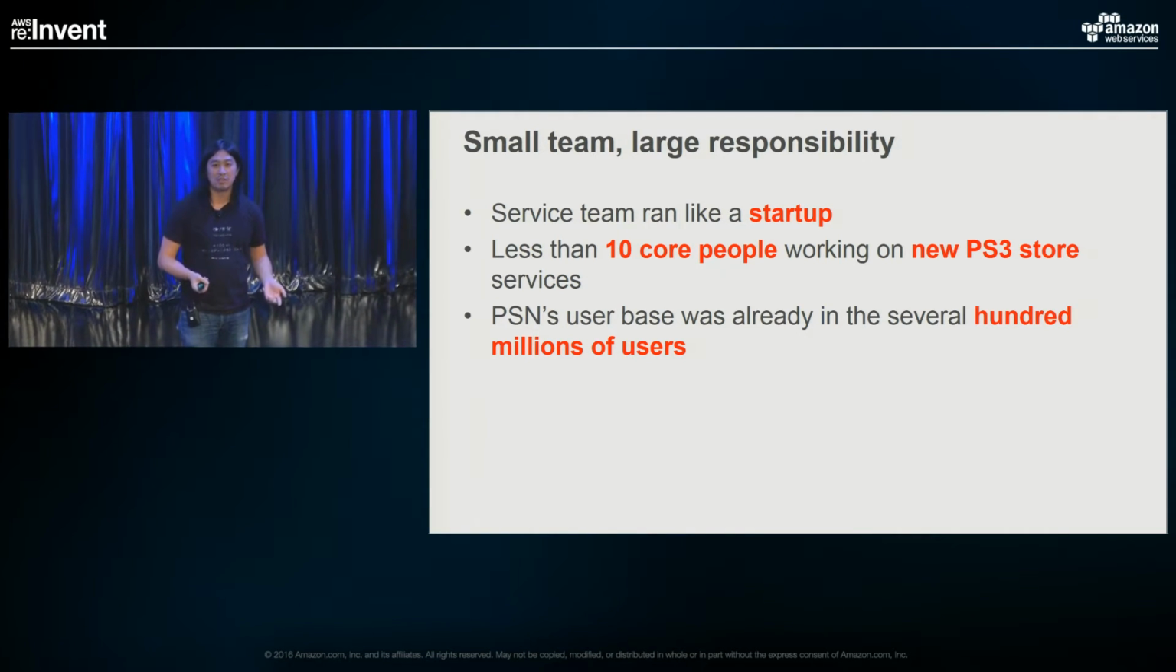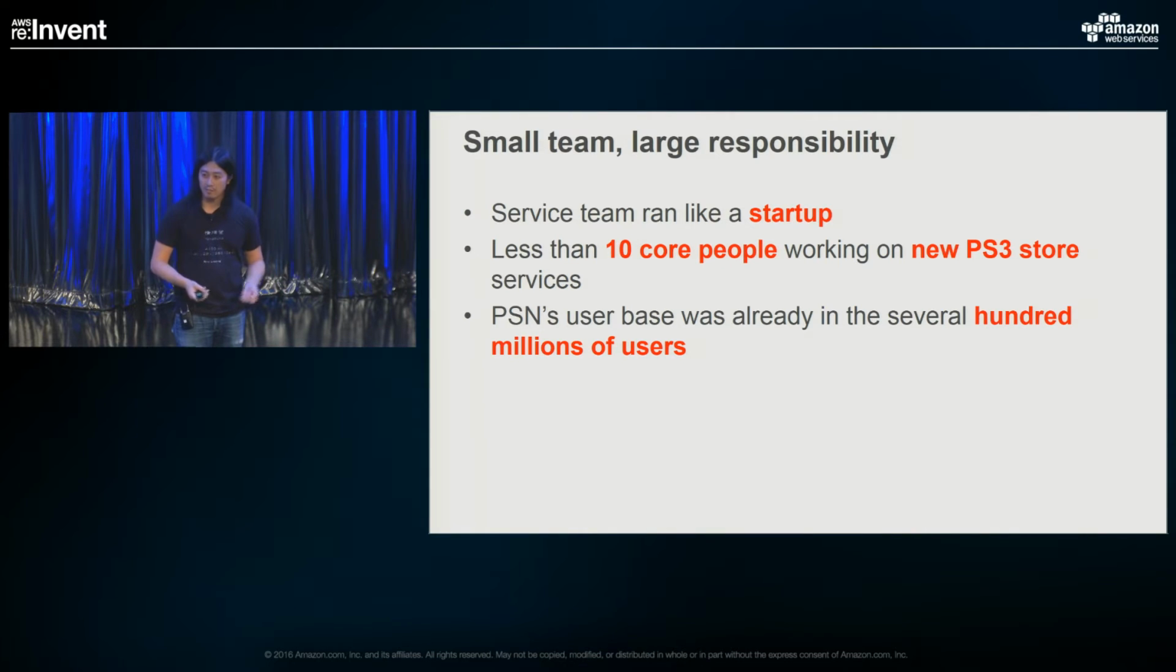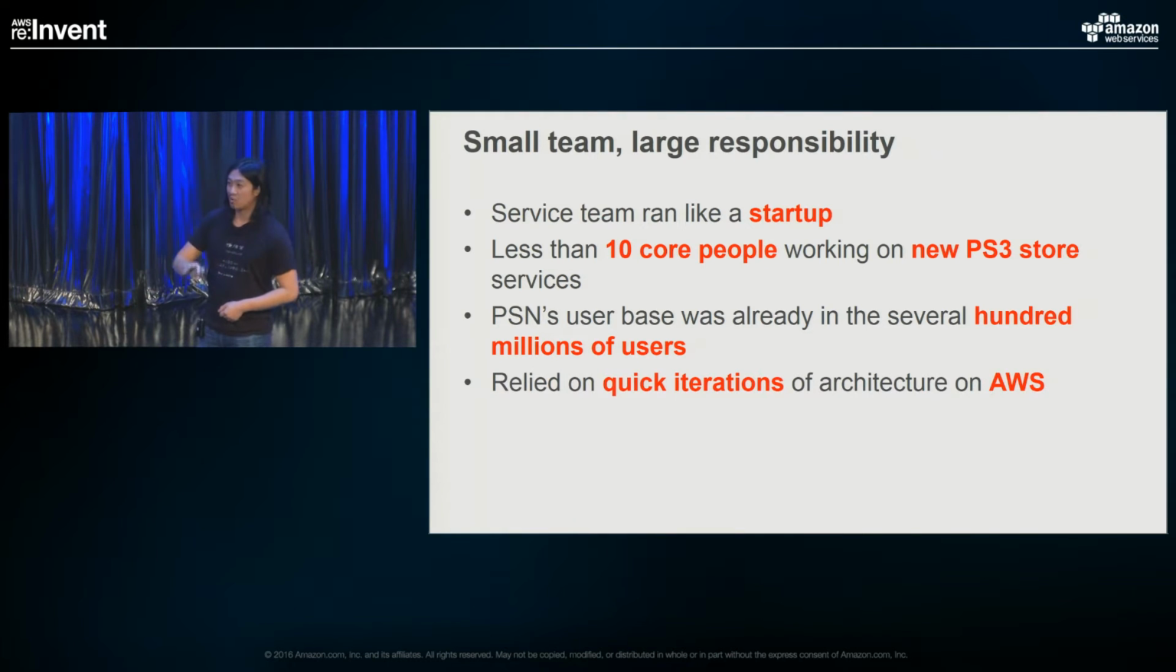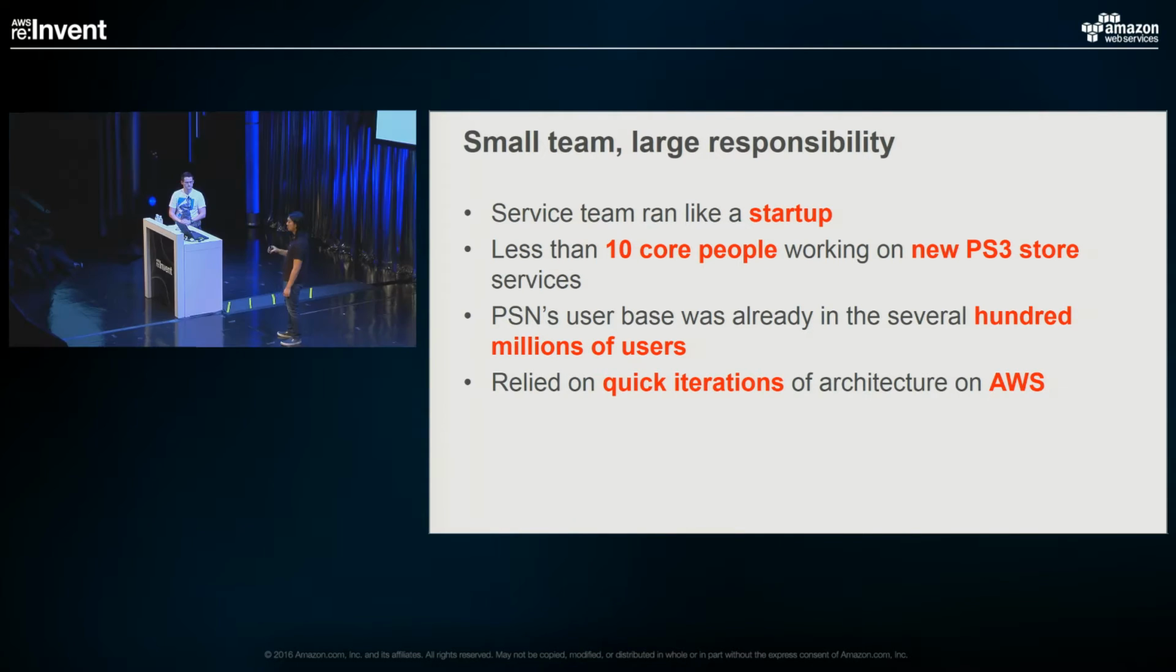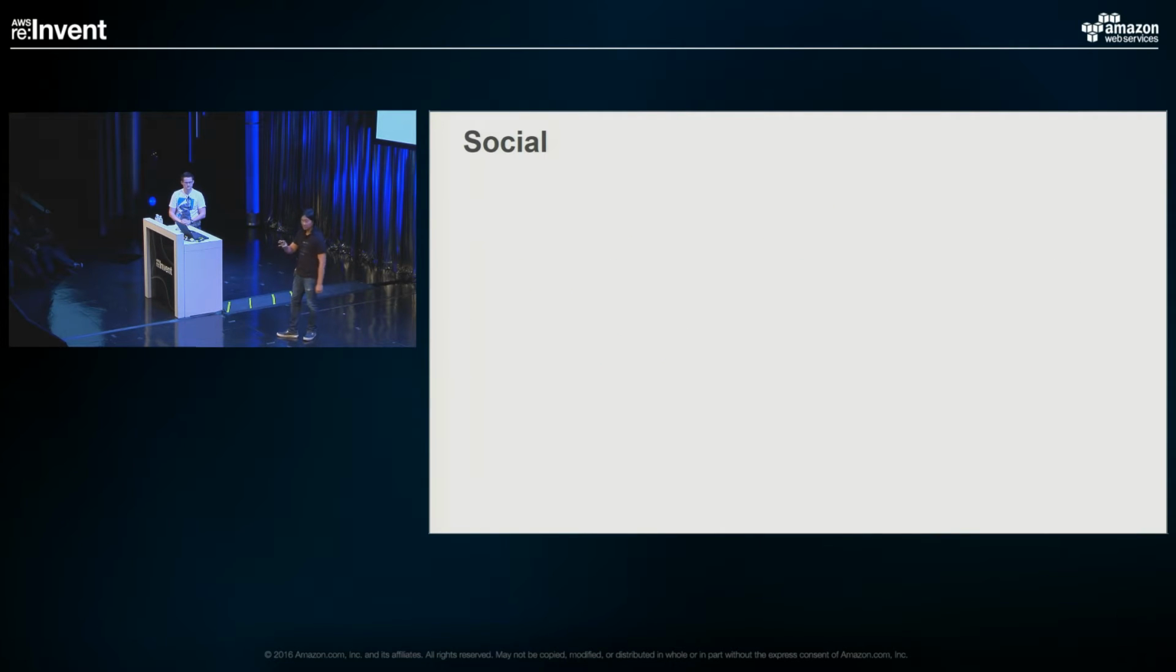And we want to really increase that presence and increase digital sales. We want to have an online web store, all these things. And we really relied on quick iterations on AWS. It was super important to have quick iterations of changes in architecture to make sure we scaled out to the user base that we had to deal with. So some of the things we do. So for example, we do social features.